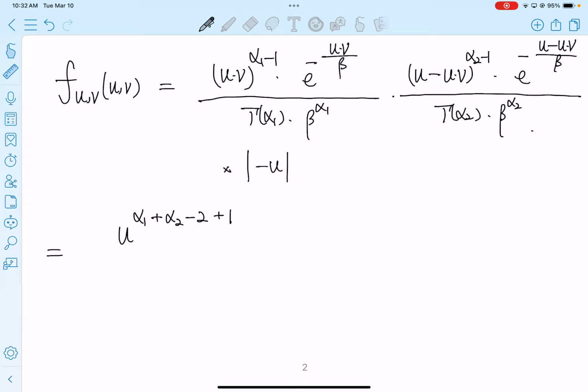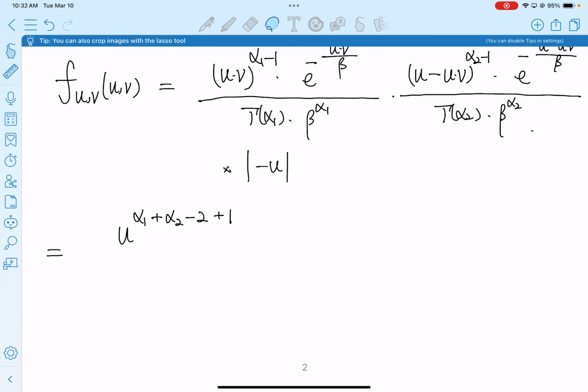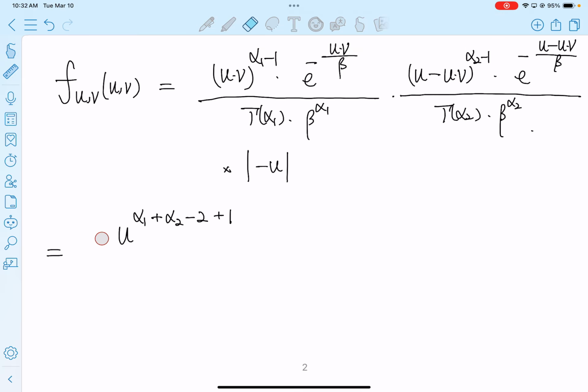Yes? How did you get the alpha 2? Okay, yeah. So now let me provide one more step. Here let's rewrite the function element by element. So here we have u raised to the power of alpha 1 minus 1, multiplied by v raised to the power of alpha 1 minus 1. So that is one way we can break the product raised to the same power, right? So u and v raised to the power of alpha 1 minus 1 is equal to u raised to the power multiplied by v raised to the power. Okay?